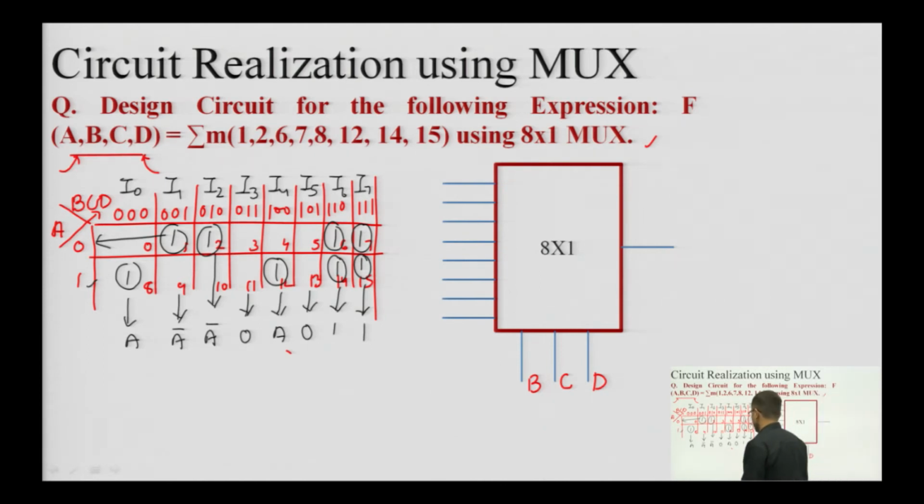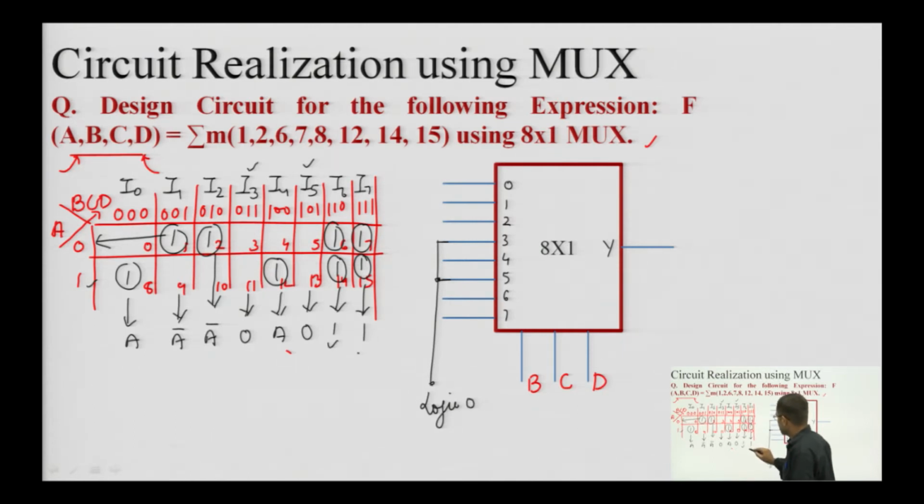So, first I am realizing this A, I3 and I5. For this I am labeling these connections 0, 1, 2, 3, 4, 5, 6 and 7. This is my Y. So, I3 and I5 are 0. So, I3 and I5 both are logic 0. Okay. Then I can check that I6 and I7 are 1. So, this I6 and I7 both are logic 1.